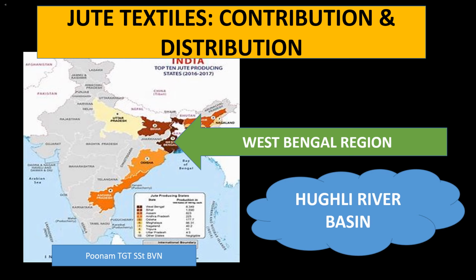Students, look at the map carefully and observe the distribution of jute textiles in India. You will notice that the concentration of jute textiles is higher in the areas of West Bengal, particularly near the banks of the Hooghly River Basin. Let us explore the reasons.